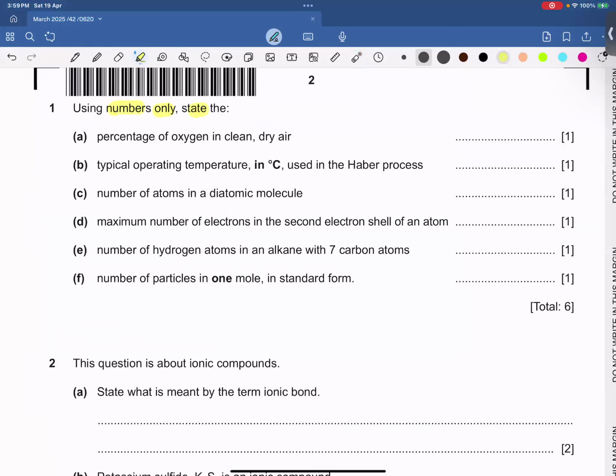Using numbers only, state the percentage of oxygen in clean dry air. So according to the lecture, oxygen is 21% in the air. Next, the typical operating temperature in degrees Celsius used in Haber's process is going to be 450 degrees Celsius. Number of atoms in a diatomic molecule. By the way, a diatomic molecule consists of 2 atoms. So the number of atoms is basically 2.